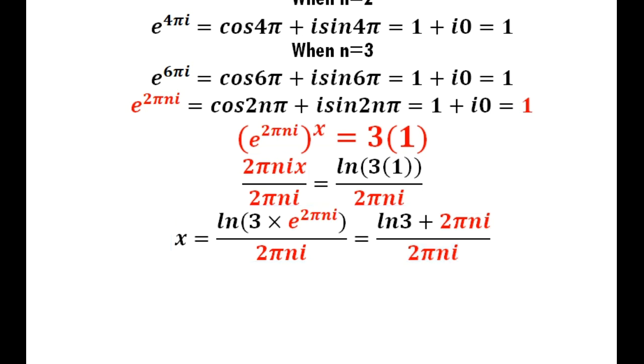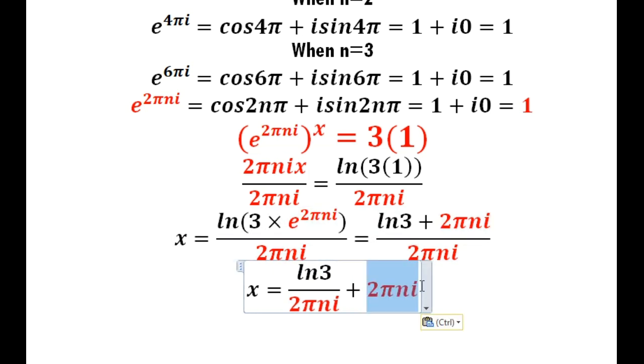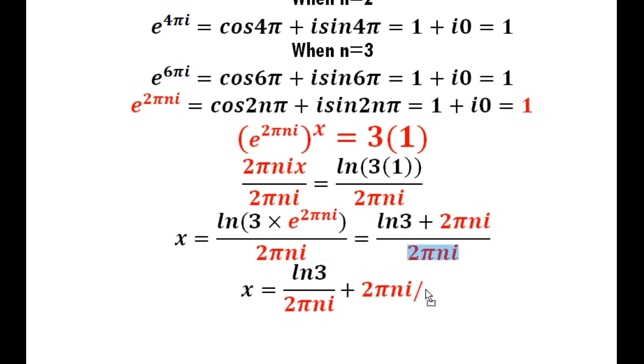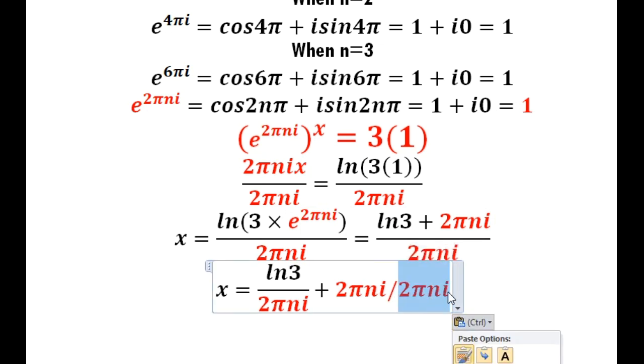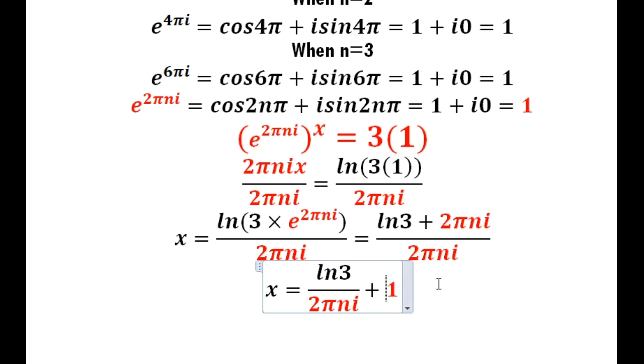So we've seen that the general solution of x is what? ln of 3 over 2πni, plus 2πni over 2πni, because 2πni is a common denominator. So this is what you have. Remember, 2πni over 2πni, the whole of it will be 1. So this is the general solution of x.